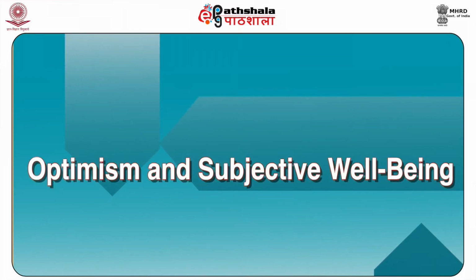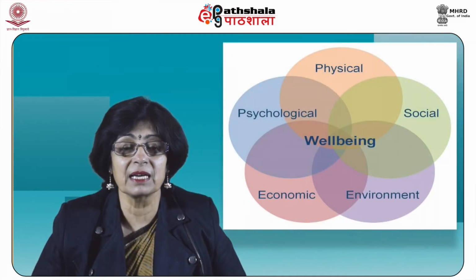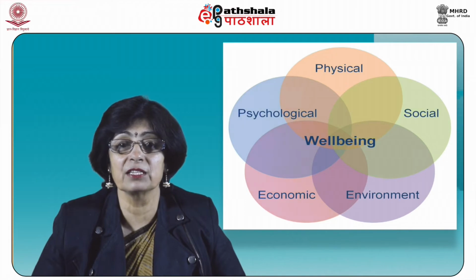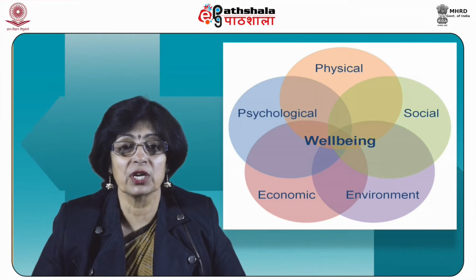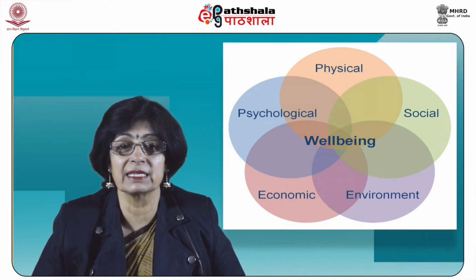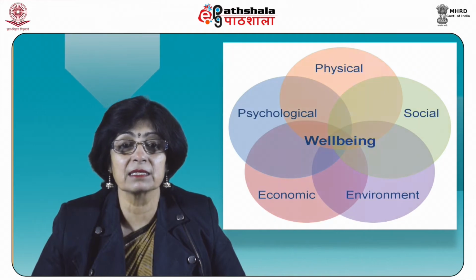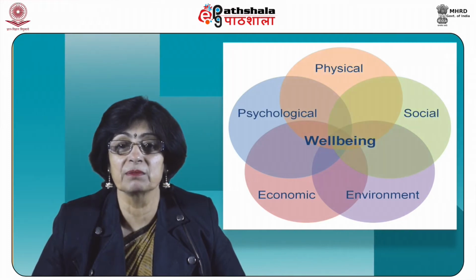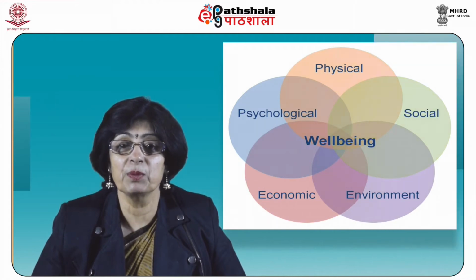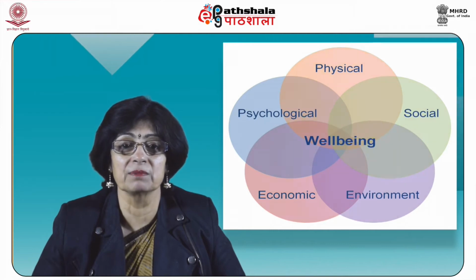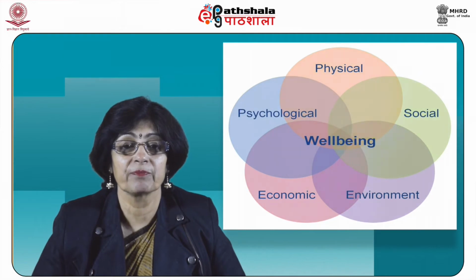Optimism and subjective well-being. When people confront difficult circumstances, they experience a variety of emotions like anger, anxiety, frustration, depression, tension, etc. The balance among these feelings relates to people's degree of optimism or pessimism. Since optimists are the people who expect to have positive outcomes, they experience relatively more positive feelings.